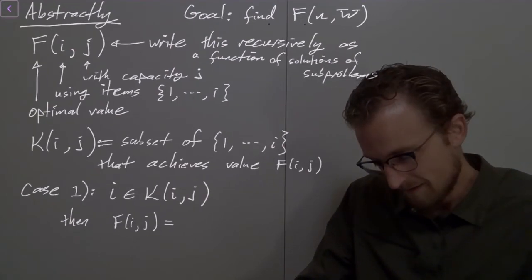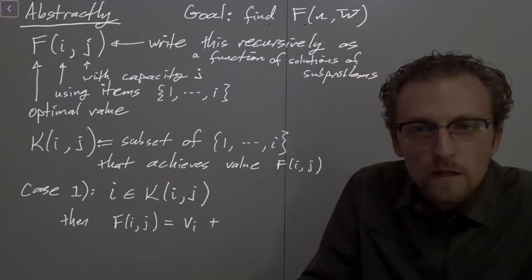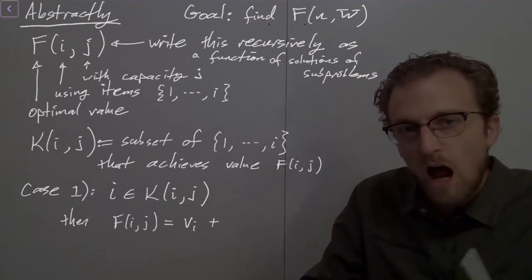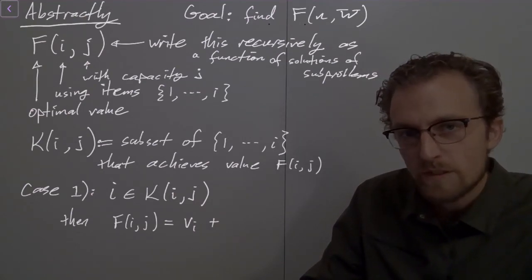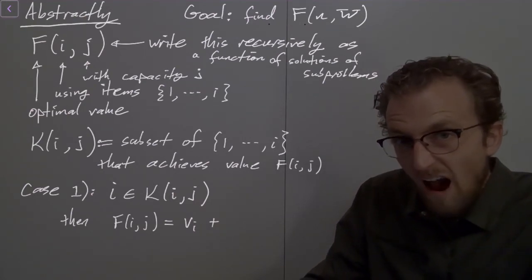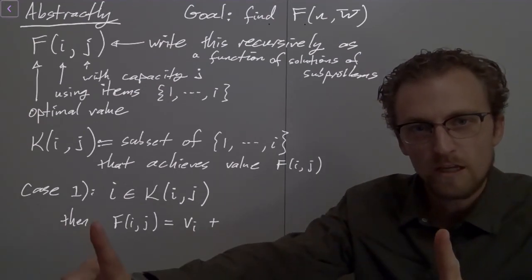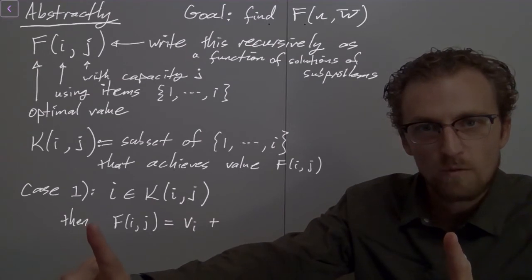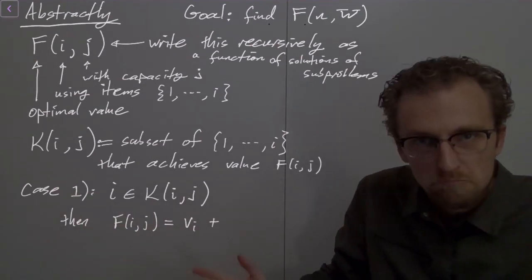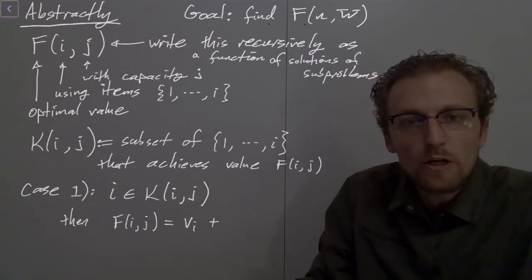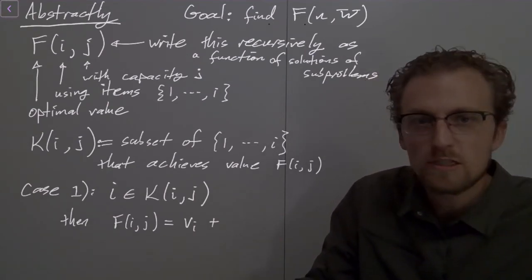Why is that? So this is the first part. It's value of item I plus stuff. But why is the value of item I relevant here? Well, because I've just assumed that I is part of the optimal subset. Okay, so if I is part of the optimal subset, then when I add up all the values in my optimal subset, one of those values will be vi. So if I is part of the optimal subset, then part of the value of the optimal subset is just the value of I.